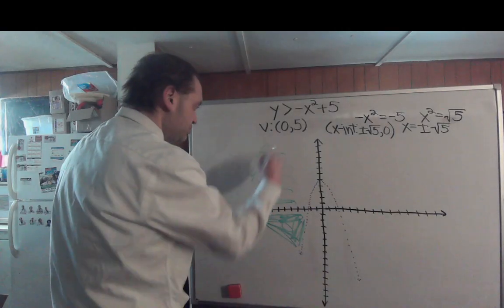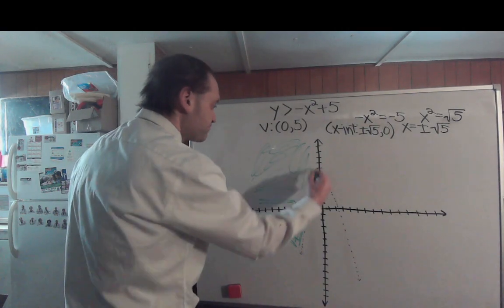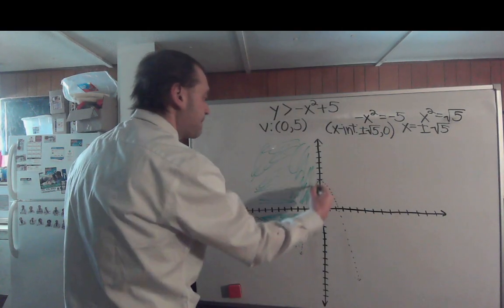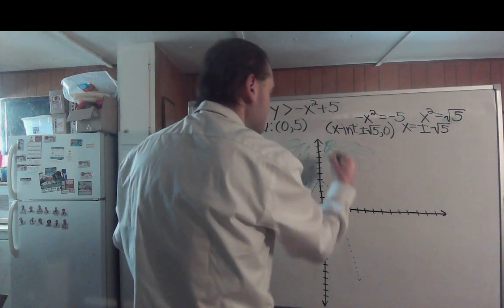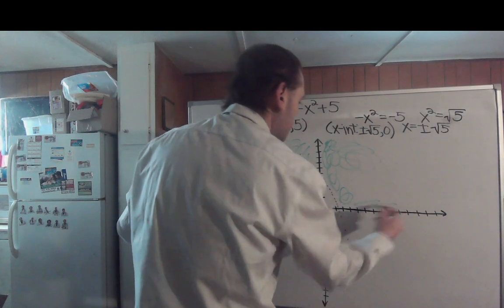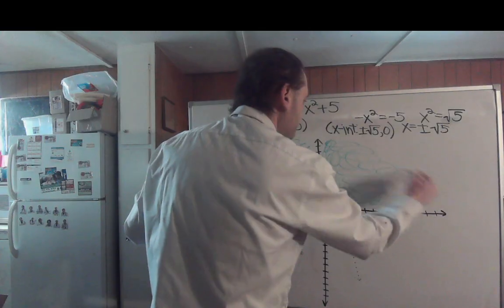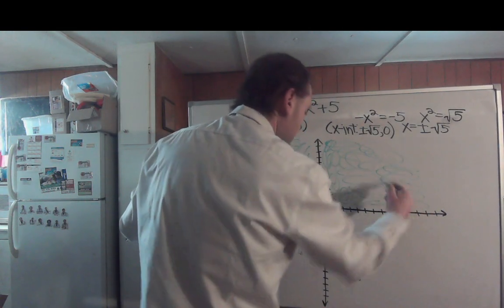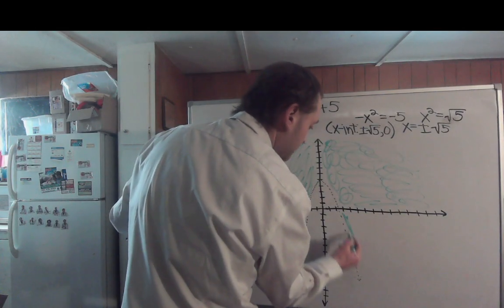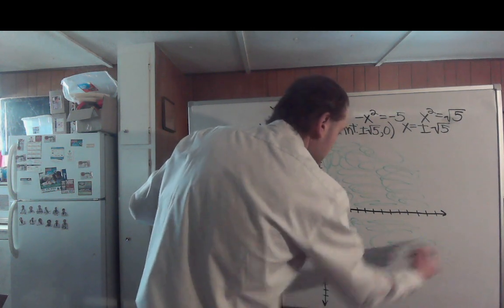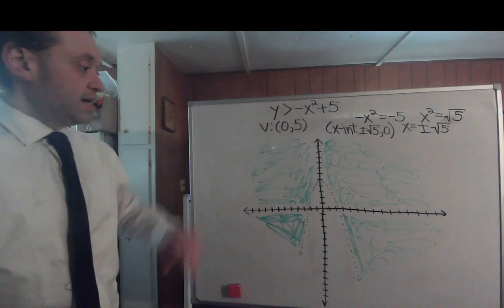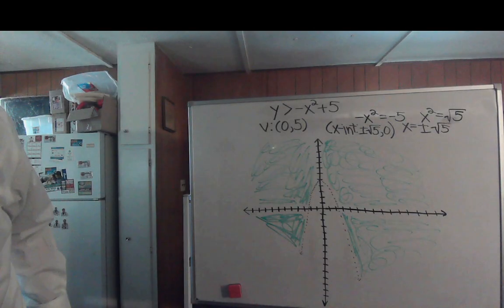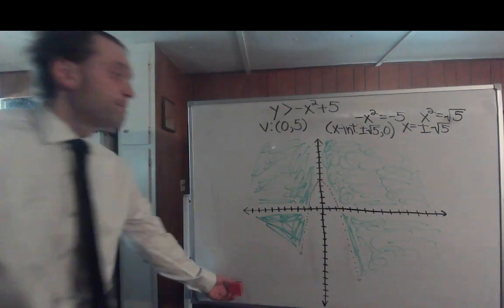So, as you guessed, we have quite a mess here. Quite a mess of areas to shade. I think you get the idea of where I'm going with shading this, but I'm not going to literally color in the whole board, but you get the idea that it is everything above the parabola. So that would represent y is greater than negative x squared plus 5. It would be that whole region right there, above the parabola.